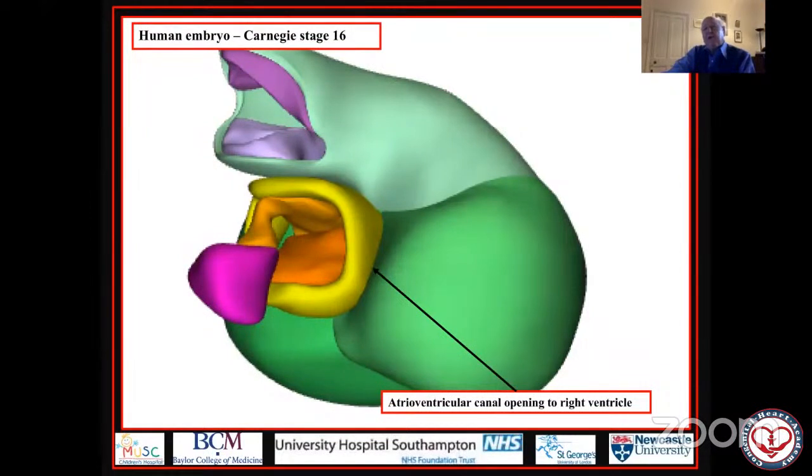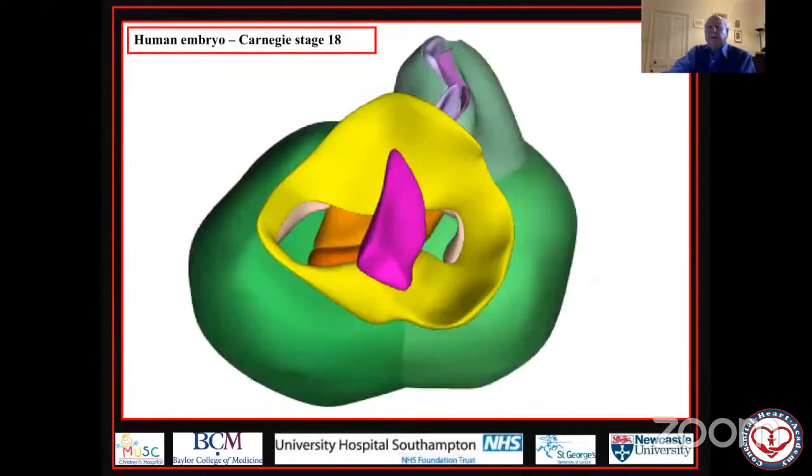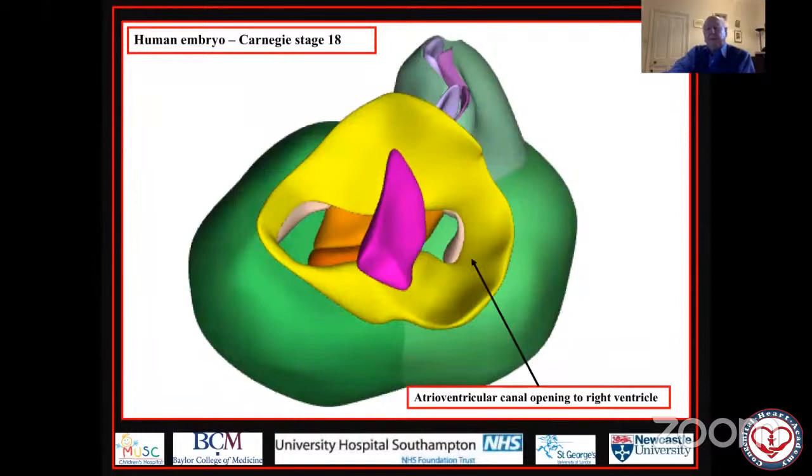We go on 2 stages, and we see what has happened subsequent to expansion of the atrioventricular canal, because now expansion of the atrioventricular canal has provided the right ventricle with its own inlet. We can go a couple of stages further. We can tilt the data set so we can look down now on the atrioventricular canal from above, and we can see clearly that that expansion has given the right ventricle its own inlet.